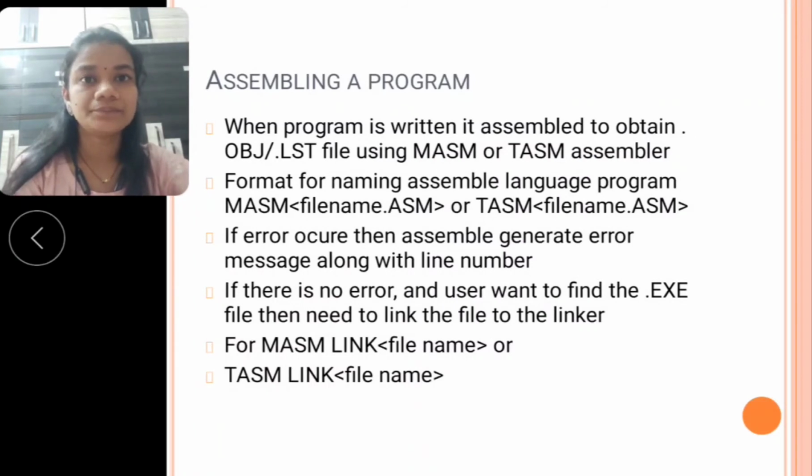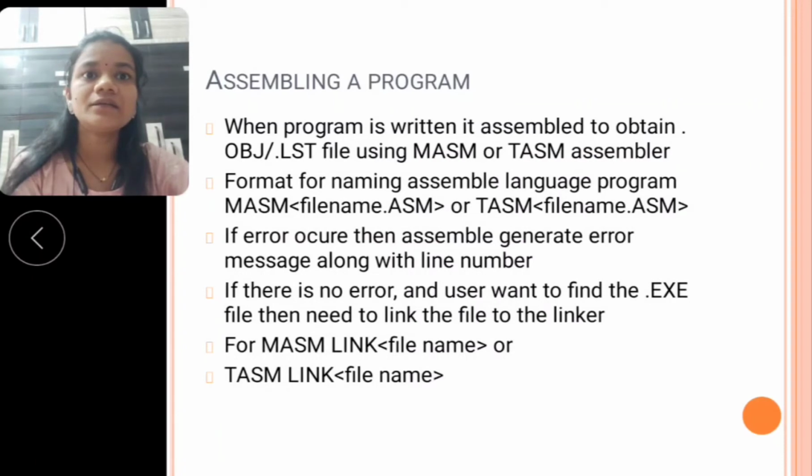Assembling a program. When a program is written, it is assembled to obtain a .obj or .lst file using the MASM or TASM assembler. Now we see that we have two assemblers, that is MASM and TASM. So when our source file is given to the assembler, then what does the assembler do? It assembles the file to obtain a .obj or .lst file.